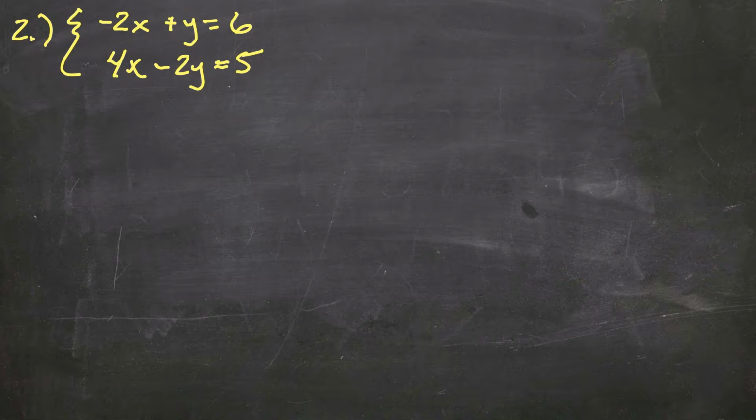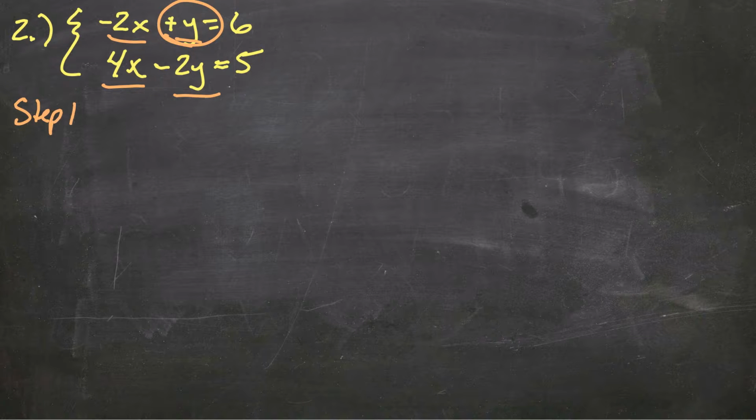All right, number 2, we have negative 2x plus y equals 6. We have 4x minus 2y equals 5. Once again, for step 1, I'm going to look at all 4 of these variables. I have negative 2x, I have y, I have 4x minus 2y. The top y is the most simple of the 4. It already has a coefficient of 1.